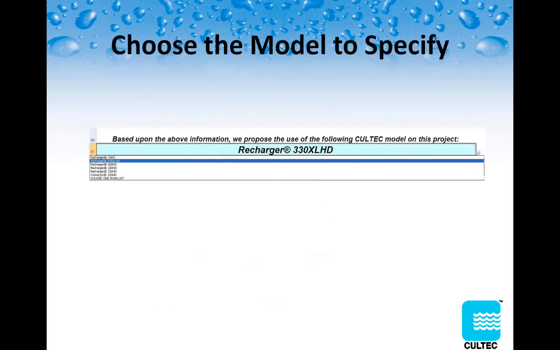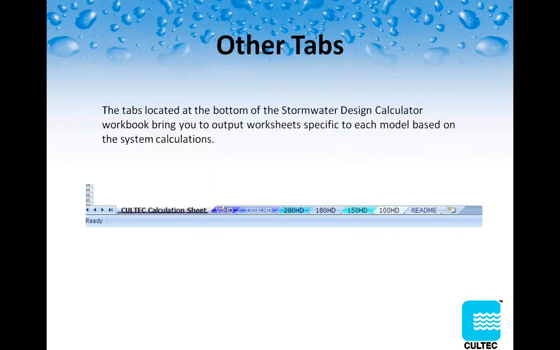Next, you're going to choose the model to specify. You use the pull-down list to choose the model you want to pick. In this case, we're going to choose the Recharger 330XL. The tabs located at the bottom of the Stormwater Design Calculator bring you to the output worksheet specific to each model. In this case, we've chosen the 330XL to specify, so we will click on the corresponding tab so we can view the system summary.